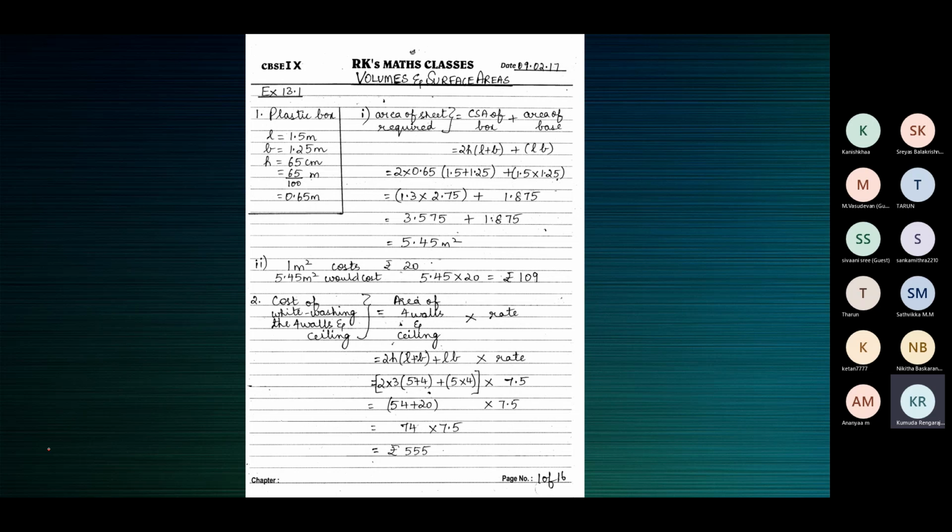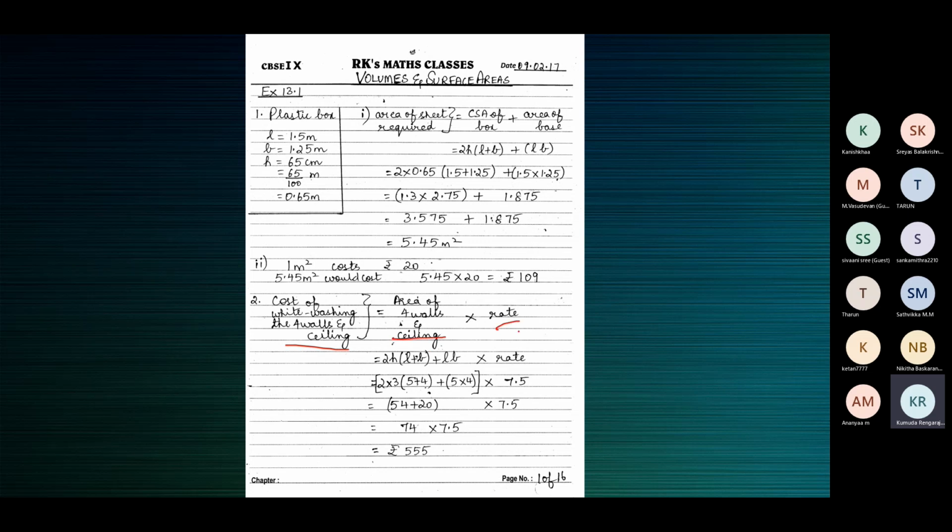You cannot just come up with some abrupt value, okay, maybe this or maybe that. You have to find the area that is to be whitewashed. So what are the surfaces to be whitewashed? The 4 walls and the ceiling. So you can see the formula here. The cost of whitewashing the 4 walls and the ceiling will be area into rate.